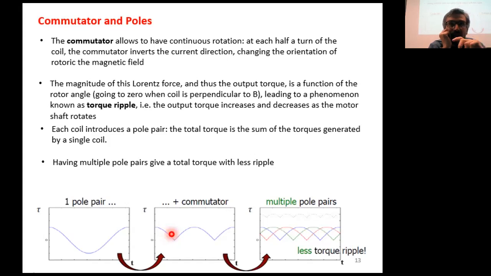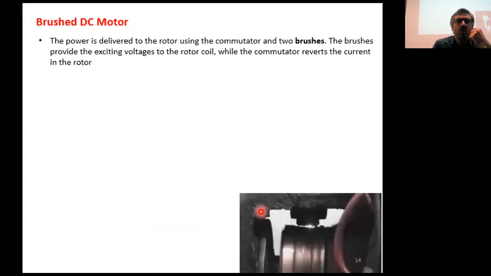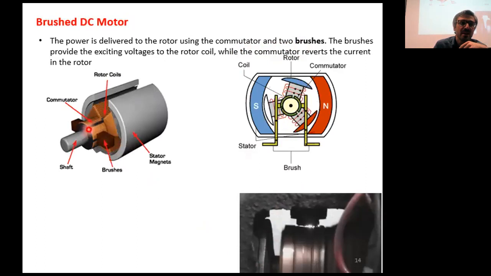So rather than having one coil on the rotor, in this example we have more, and each one is creating a pole, and the more poles you have, the less torque ripple they create. And the way the power is delivered to the rotor, in the case of a brushed DC motor, is using the commutator and two brushes. So the two brushes are energizing the commutator, and the commutator is just a set of conductive elements that are connected to the coils in a way that the current in the coil is shifted at each half turn, for example.